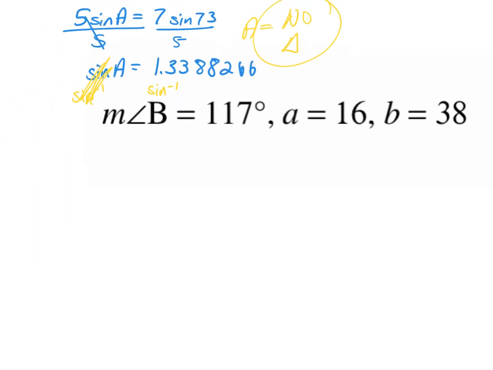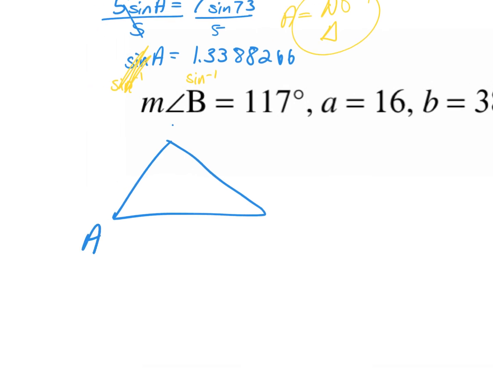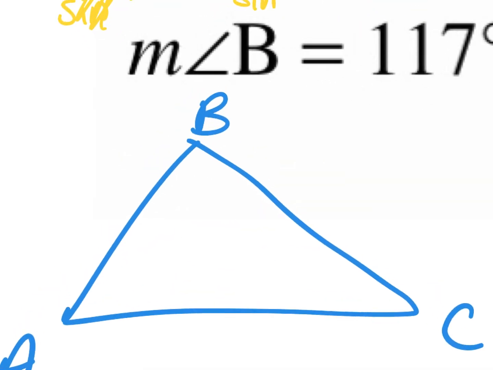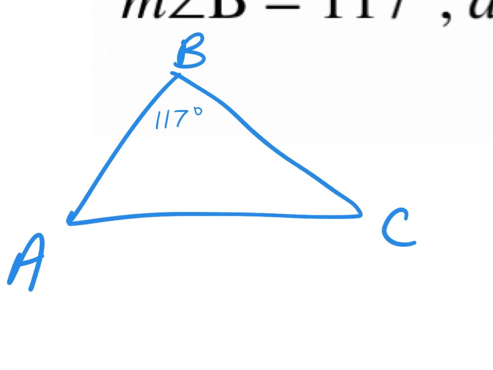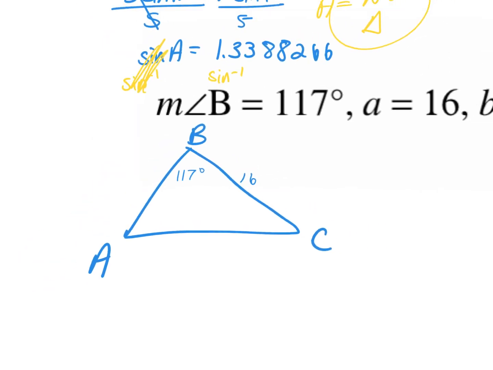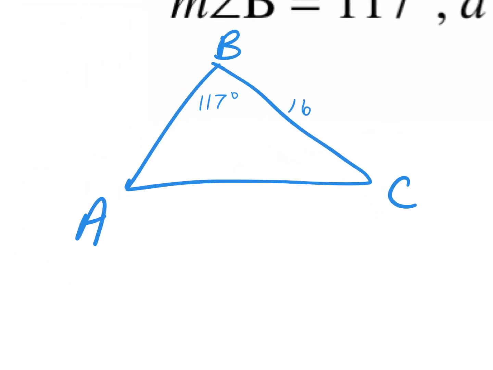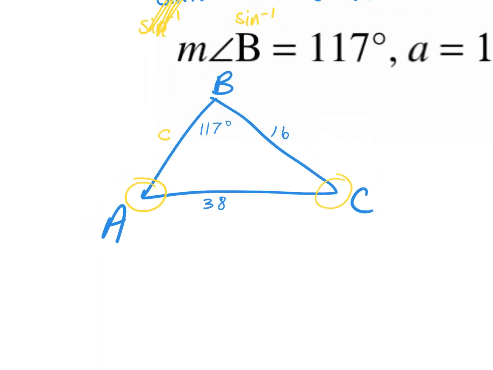Let's look at this next one. I don't have a picture, so let's draw one real quick. Again, here's A, B, C. What's the measure of angle B? 117 degrees. They told me that, so I can fill it in. What else did they tell me? Side A is 16, so 16 goes over here across from A. And they told me that B is 38, so B goes across from here. So I am looking for angle C, angle A, and side C, correct?